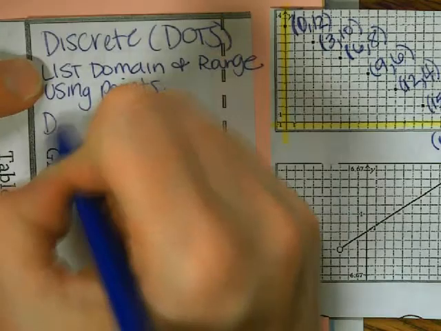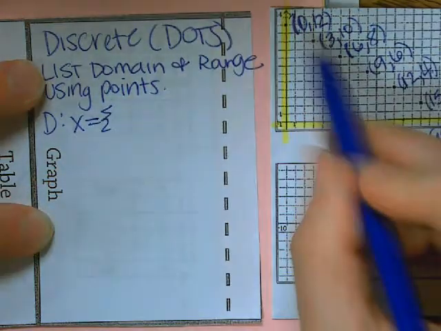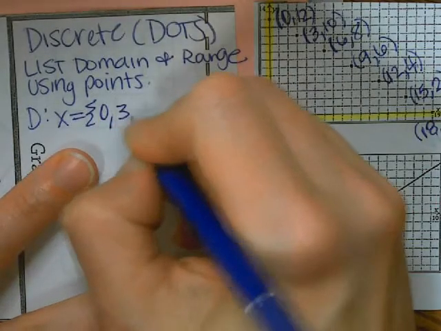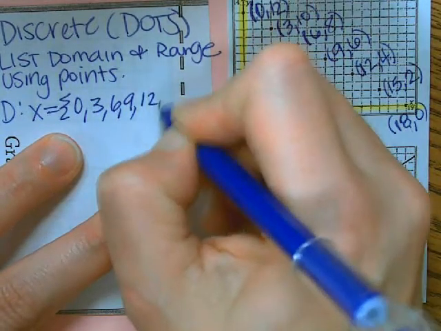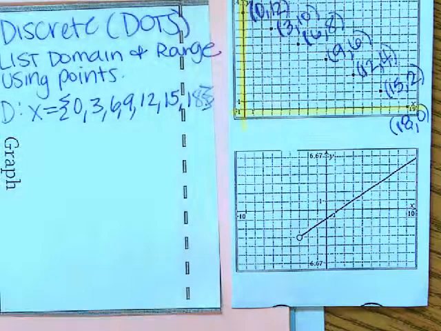So to do the domain, I'm just going to say x equals, and then I'm just going to list all the first numbers in all the ordered pairs. So 0, 3, 6, 9, 12, 15, and 18. Okay?